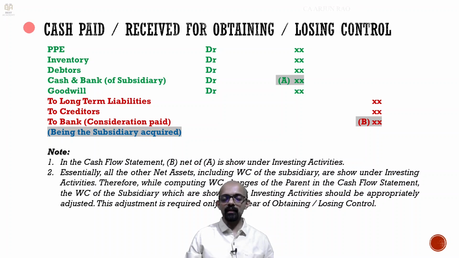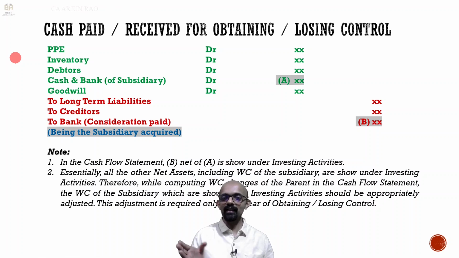So another important point is the presentation of the consideration that is paid or received when obtaining or losing control. The standard says, for obtaining control, the consideration paid should be shown net of the cash and cash equivalents of the subsidiary recognized. Same way for losing control, the entry is going to be reverse. Consideration received should be shown net of the cash and cash equivalents of the subsidiary derecognized. So essentially, all the net assets of the subsidiary that are acquired are being shown under investing activity.